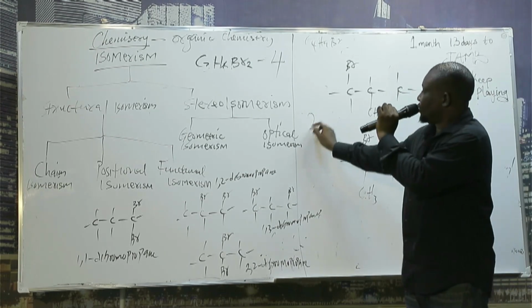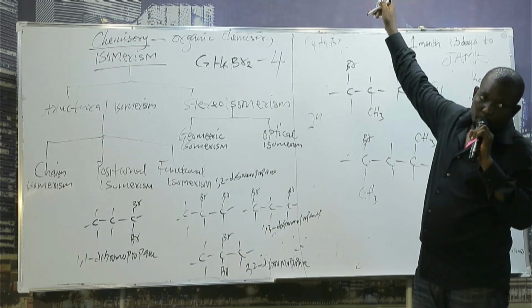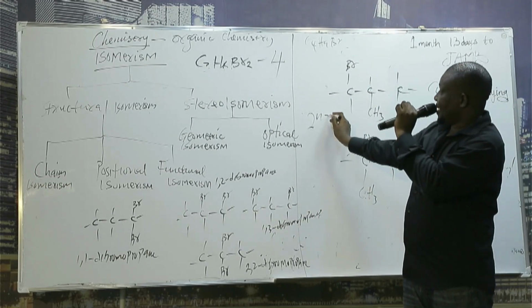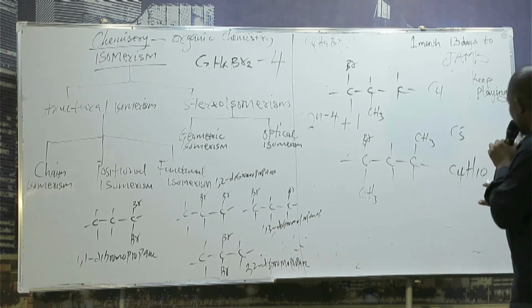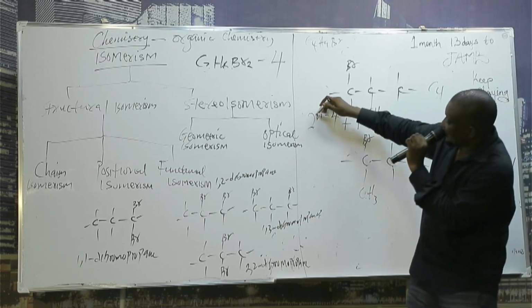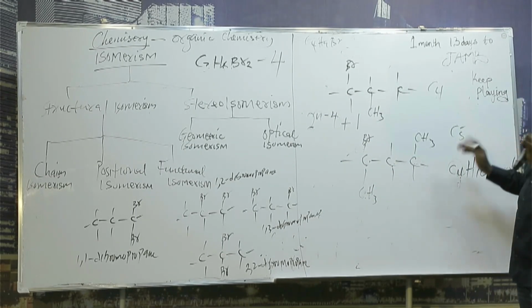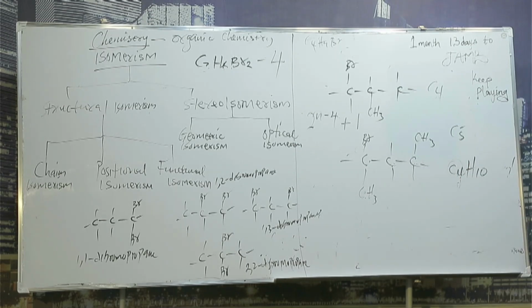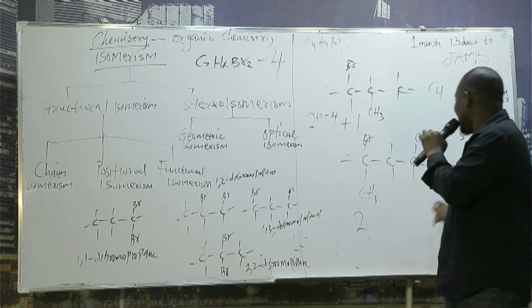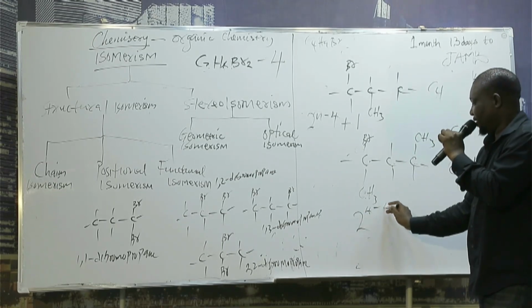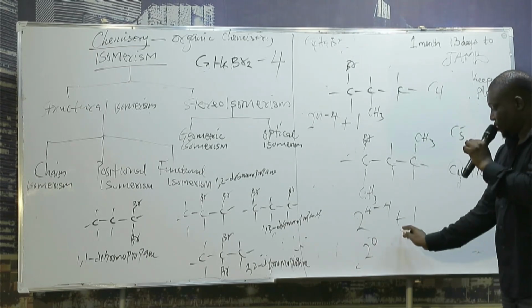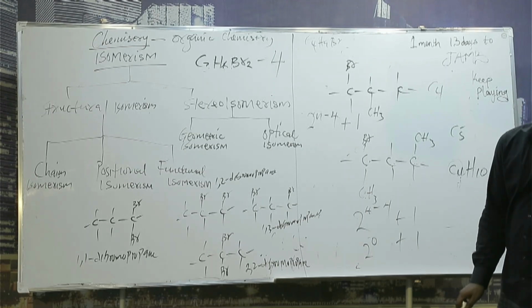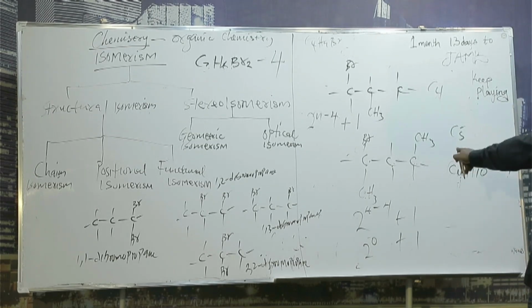And that formula is what? 2 raised to the power n minus 4, plus 1. That is the only truth for this. But watch here now, where this n is the number of carbon atoms. Now that the carbon atom is 4, you put 4 minus 4 plus 1, which is 2 raised to the power 0, plus 1. 2 raised to power 0 is 1, 1 plus 1. The possible isomers of that organic compound is 2.